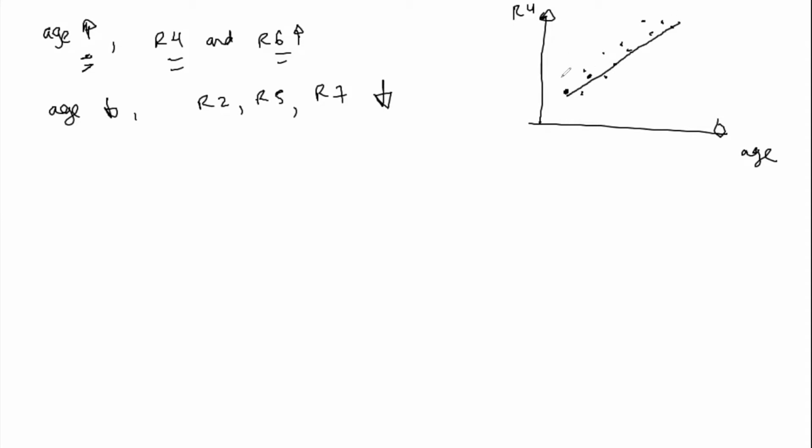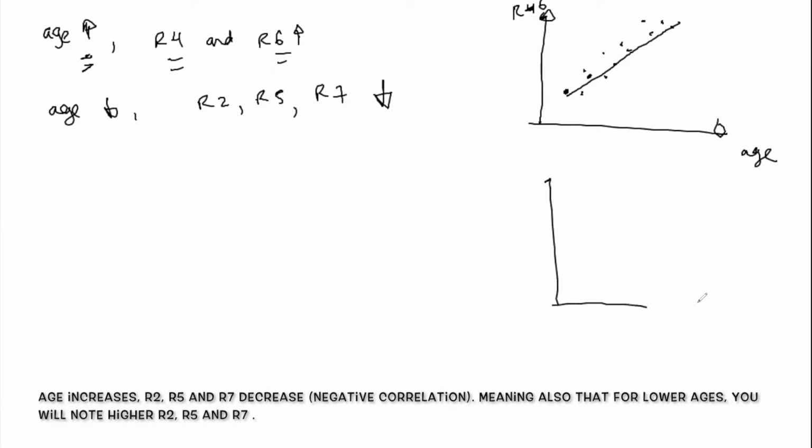Okay? It's the same thing for R6, but the other way around. In the article, it says that when age increases, R2 or R5 or R7 are going to decrease. Okay? This is a scatter plot.